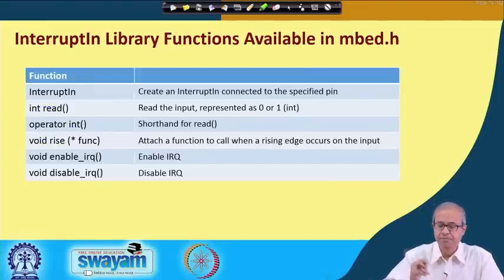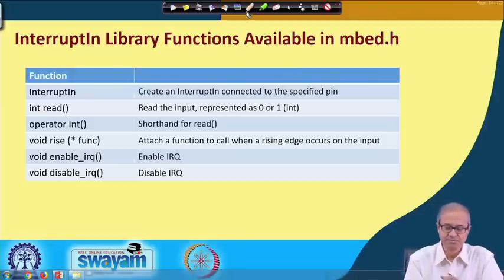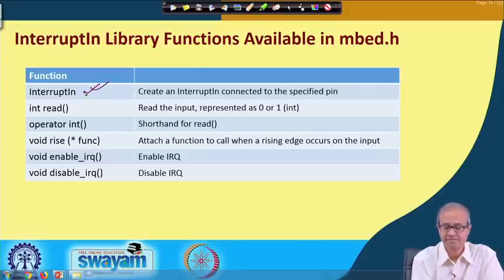Now, for the interrupt, the library functions that are available to us are as follows. InterruptIn is the class; you create an object of type InterruptIn. Here also you specify which pin you are trying to connect to, just like PWM, and these are the functions that are available.